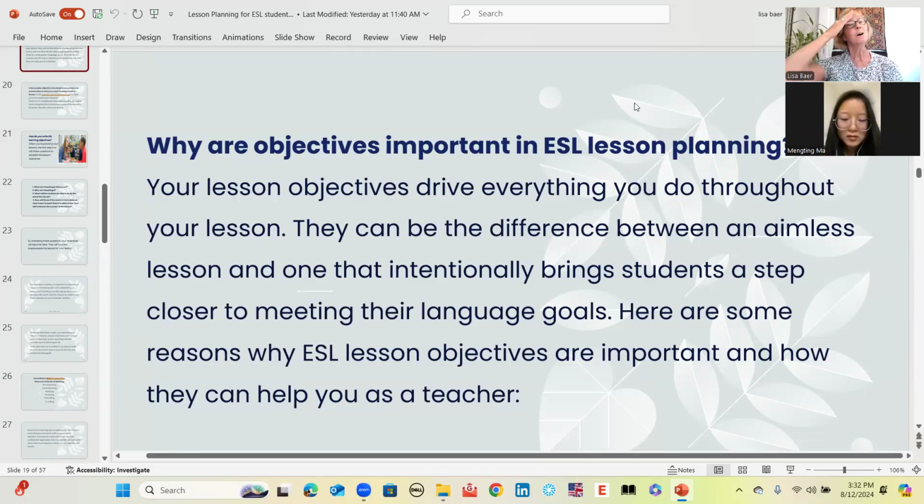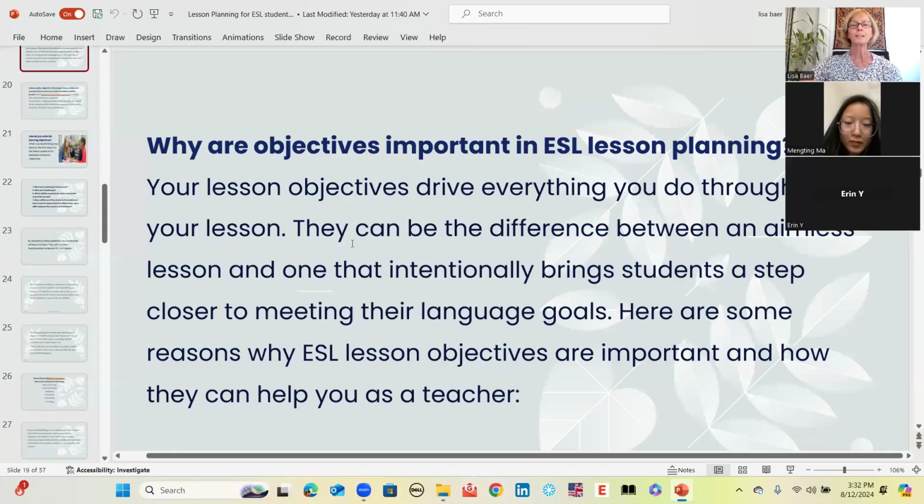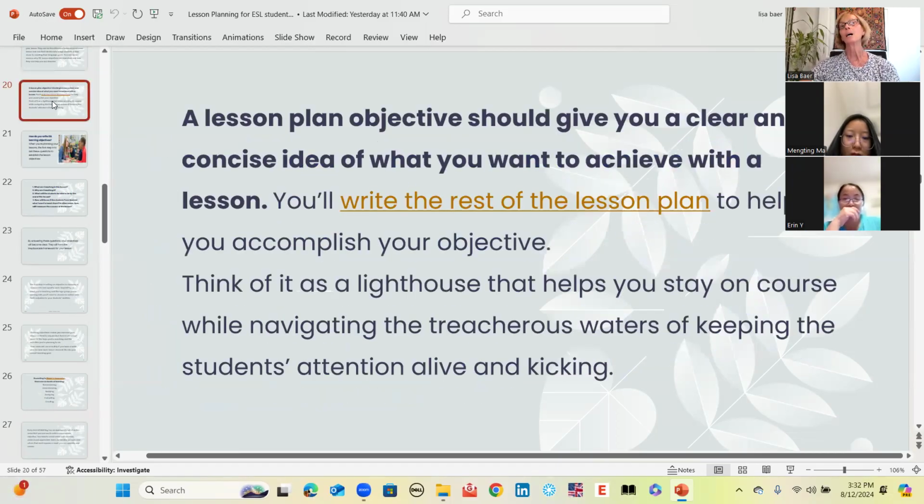Okay, thank you. So why are objectives important in ESL lesson planning? Your lesson objectives drive everything you do throughout your lesson. They can be the difference between an aimless lesson and one that intentionally brings students a step closer to meeting their language goals. Here are some reasons why ESL lesson objectives are important and how they can help you as a teacher. Because that's the way you're going to assess your students, your objectives.